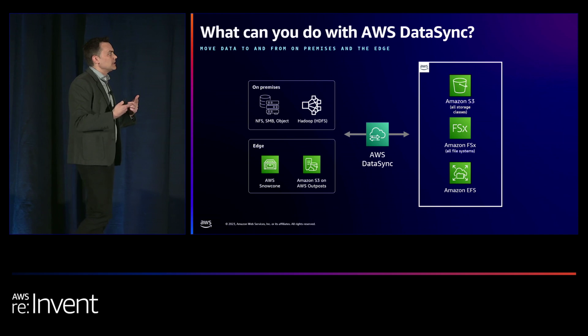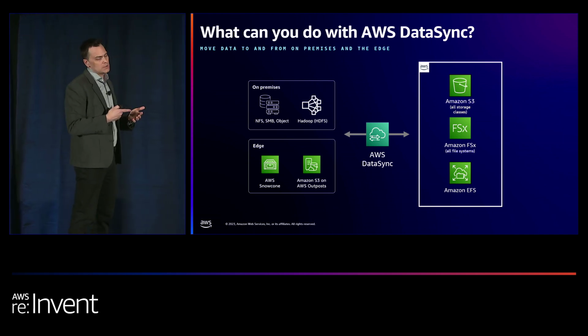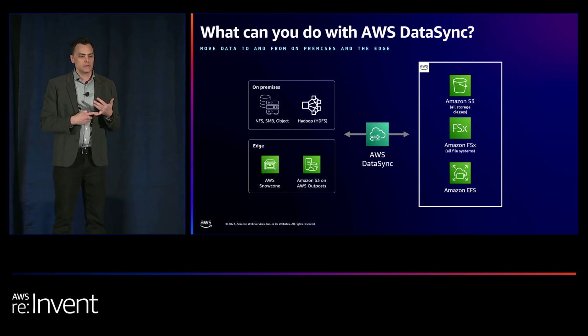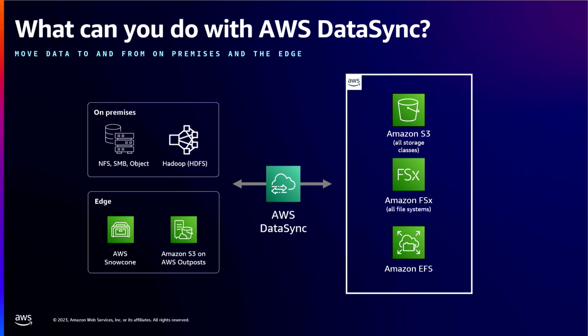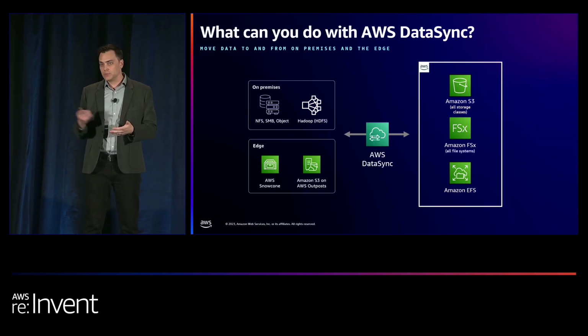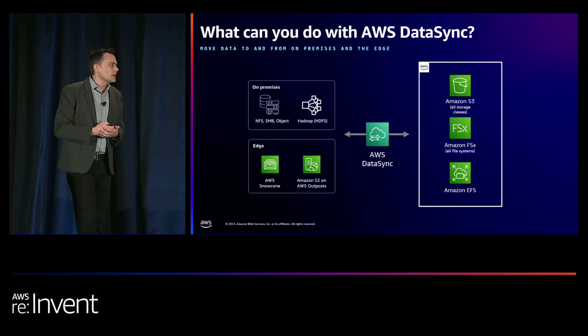So we'll talk about 3 different ways that you can use DataSync. So the first is, and I've kind of alluded to it, moving data from on-premises locations or edge locations. And we can support really any storage that talks the NFS or SMB protocol, like file servers, Windows servers, things like that, as well as object storage systems that support the S3 API. And then obviously Hadoop, which Raghavendra will talk about.